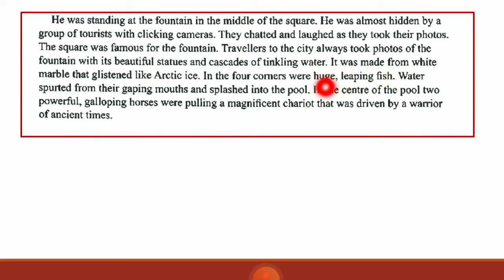It was made from white marble that glistened like Arctic ice. In the four corners were huge leaping fish. Water spurted from their gaping mouths and splashed into the pool. In the center of the pool, two powerful galloping horses were pulling a magnificent chariot that was driven by a warrior of ancient times.